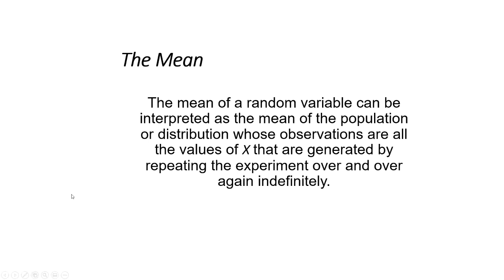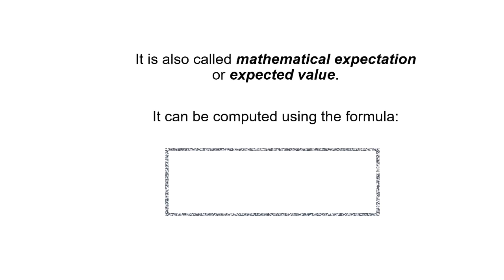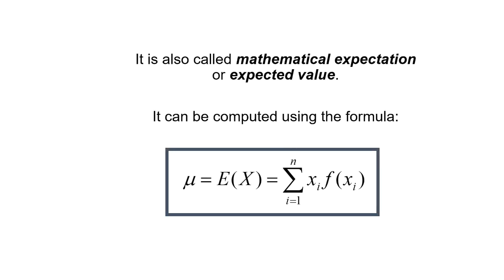Basically, the mean of a random variable can be interpreted as the mean of the population or distribution whose observations are all the values of x that are generated by repeating the experiment over and over again, indefinitely. It is also called mathematical expectation or expected value. So when you are asked to solve for the expected value of such a problem, that means you have to solve for the mean.